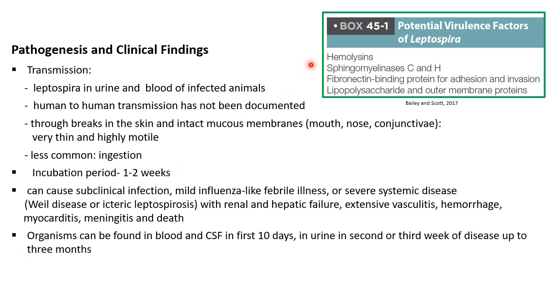The box here shows the potential virulence factors of Leptospira. This would include hemolysins, sphingomyelinases, fibronectin binding protein for adhesin and invasion, lipopolysaccharide, and outer membrane proteins.